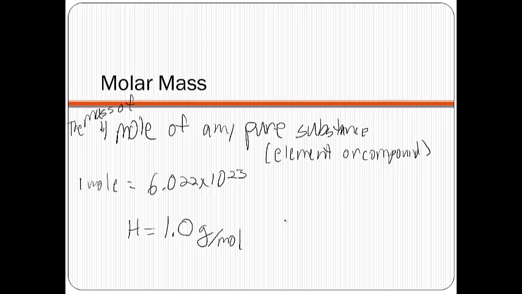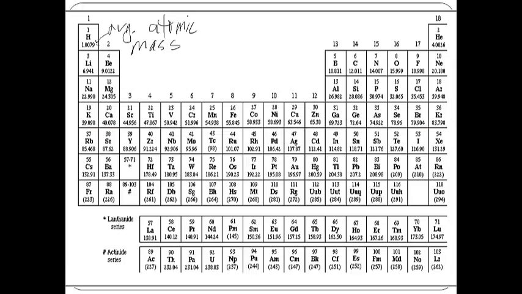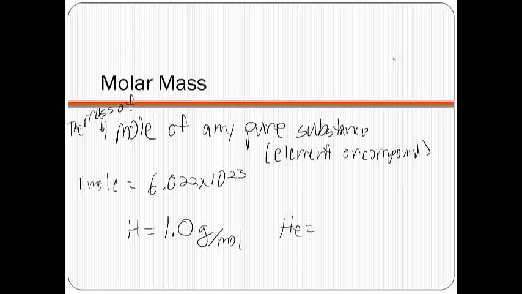If we look at something like helium, we jump over to helium on the periodic table, 4.026. On your periodic table, we round it to 4.0. And so the molar mass of helium is 4.0 grams per 1 mole. So every time you have 1 mole of an element on the periodic table, that average atomic mass in grams is the molar mass.